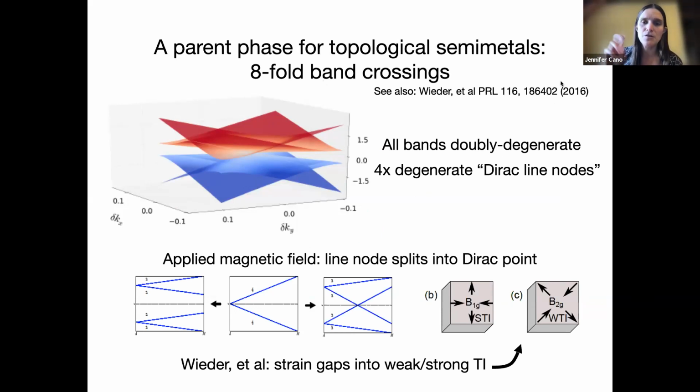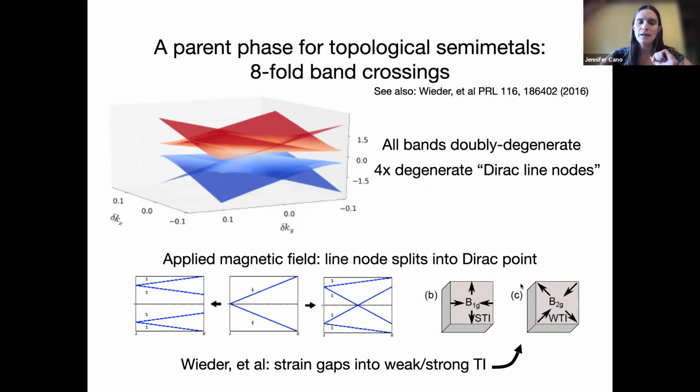These so-called double Dirac fermions were also predicted at the same time, out of Charlie Kane's group with Ben Wieder. And so there, the interesting thing that they pointed out, which we also elaborated on, is that you can think of this eightfold degeneracy as some kind of parent state, which has a lot of different topological states embedded in it. And you can realize those by applying different types of perturbations.